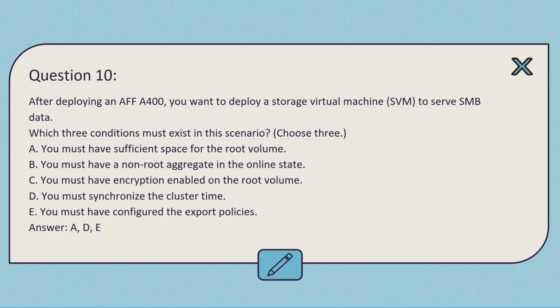10. After deploying an AFF A400, you want to deploy a storage virtual machine (SVM) to serve SMB data. Which three conditions must exist in this scenario? Choose 3. A. You must have sufficient space for the root volume. B. You must have a non-root aggregate in the online state. C. You must have encryption enabled on the root volume. D. You must synchronize the cluster time. E. You must have configured the export policies. Answer: A, D, E.